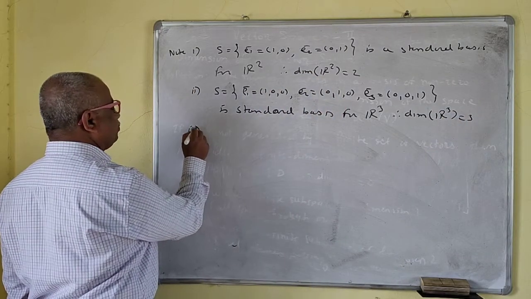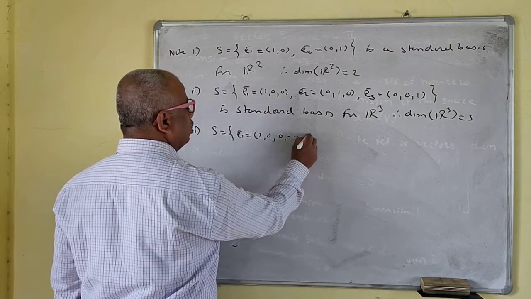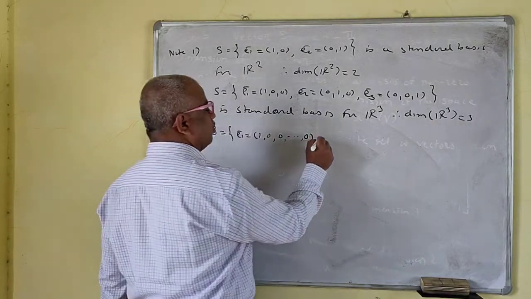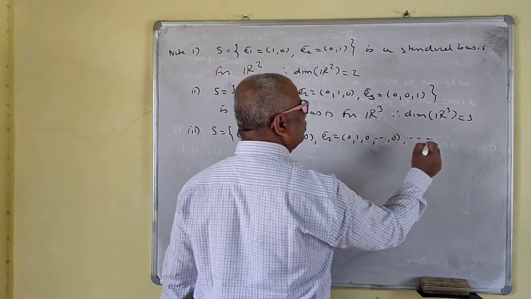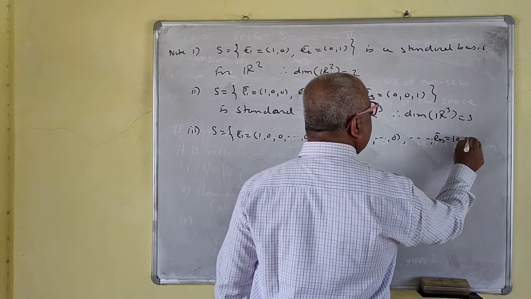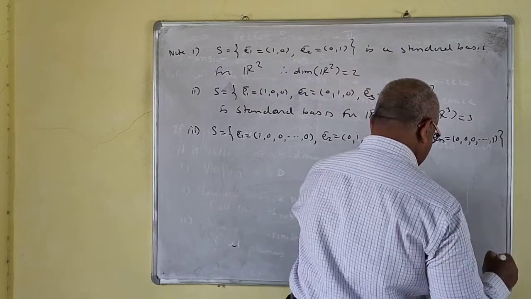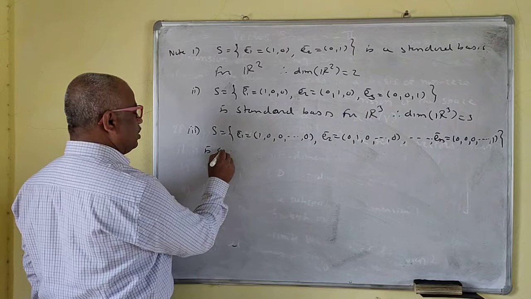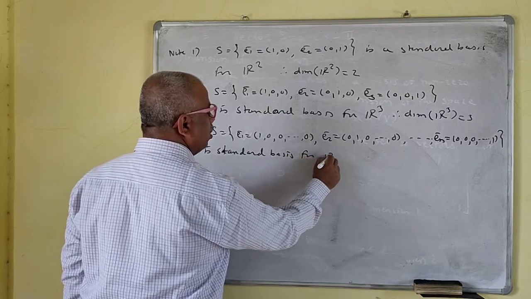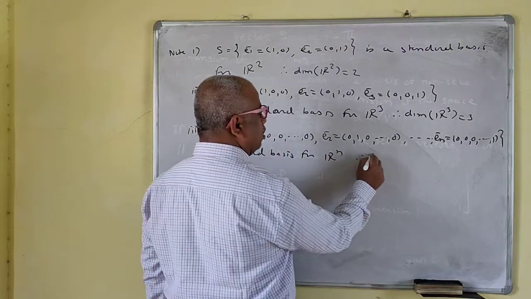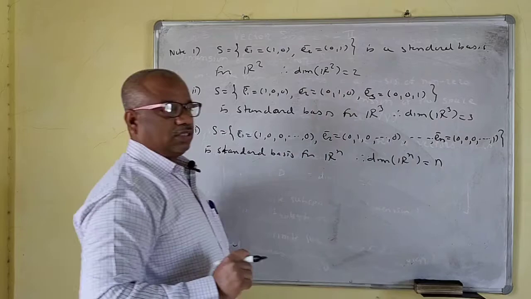Similarly, S is equal to e1 bar equals (1, 0, 0, ..., 0), with n places. Then e2 bar equals (0, 1, 0, ..., 0), and so on up to en bar equals (0, 0, 0, ..., 1). This is the standard basis for Rn. Therefore, the dimension of Rn is n.